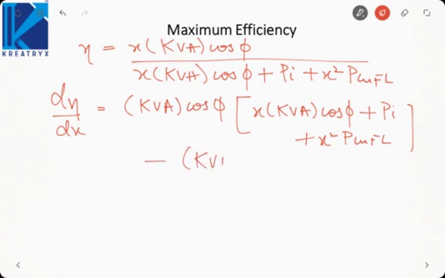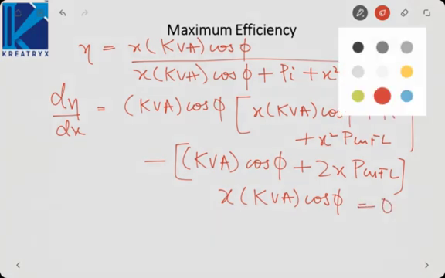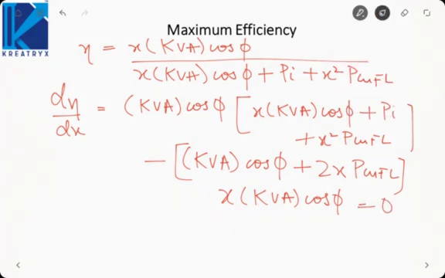be kVA cos phi plus 2x PCU FL multiplied by x kVA cos phi should be equal to 0. For maximum efficiency, this should be equal to 0. So this term gets cancelled out.